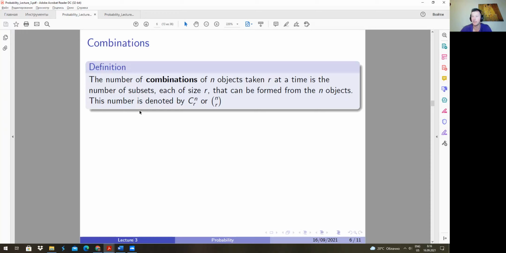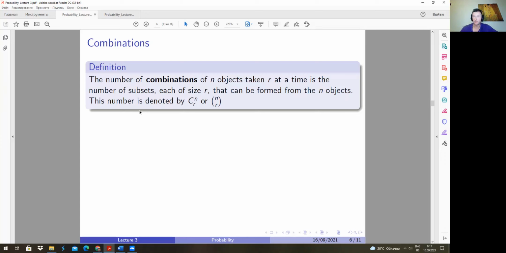Why? Because we care about the subset. We care only about the elements and not about their order. We can order them in any direction, and it's still going to be the same element. That's the most important difference between combinations and permutations.